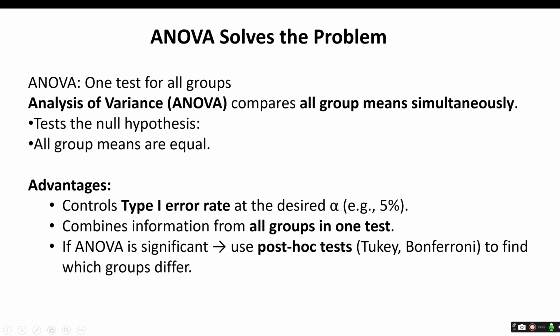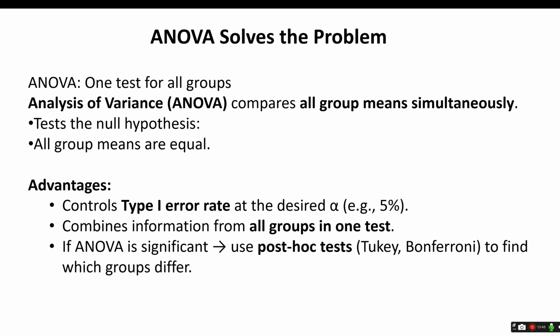So ANOVA is one test for all the groups. ANOVA is analysis of variance. It compares all group means simultaneously. It tests the null hypothesis: all group means are equal or not. It also controls the most important thing, the type 1 error rate, how I showed you before in the last slide.